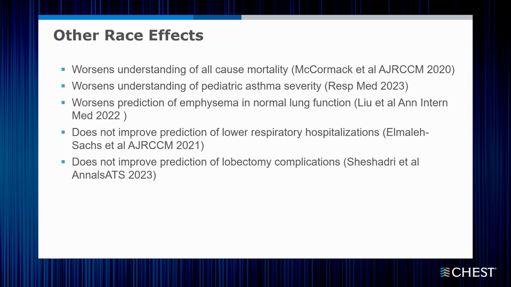Similarly, if we think writ large about all the other work that's been done in the last 2 or 3 years, we see that while race-specific approaches were meant to give us a clearer view of physiology, they've in fact obscured our view of things like asthma severity and all-cause mortality, and they've not given us any value prognostically for things like hospitalizations for lower respiratory disease or complications after a lobectomy for early-stage lung cancer, which is why you might want to do this.